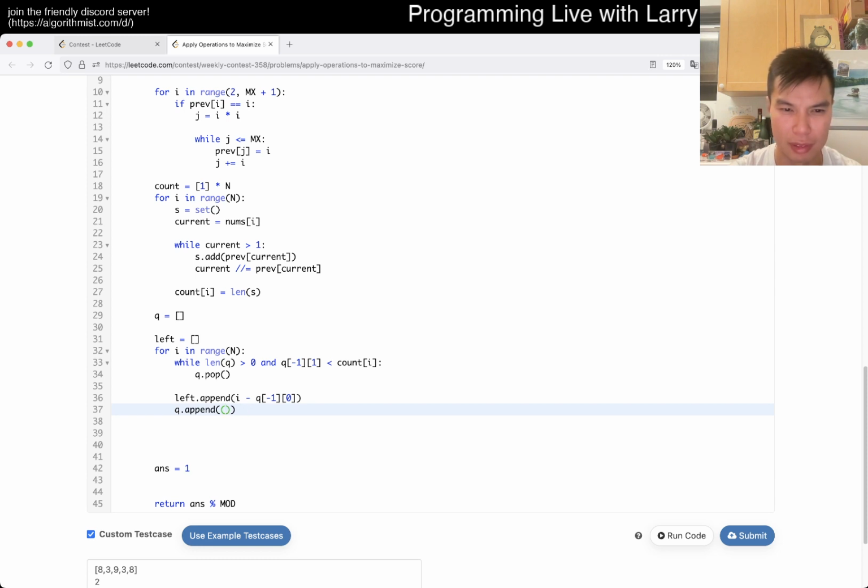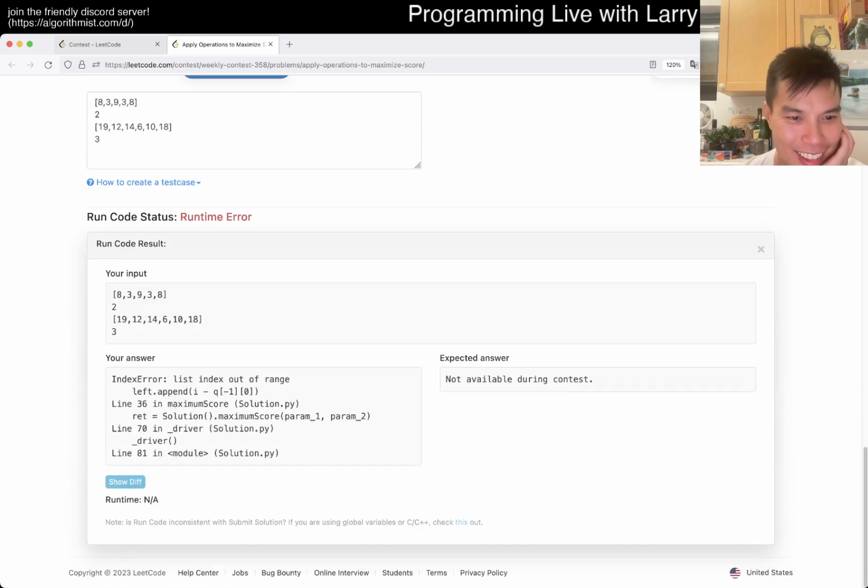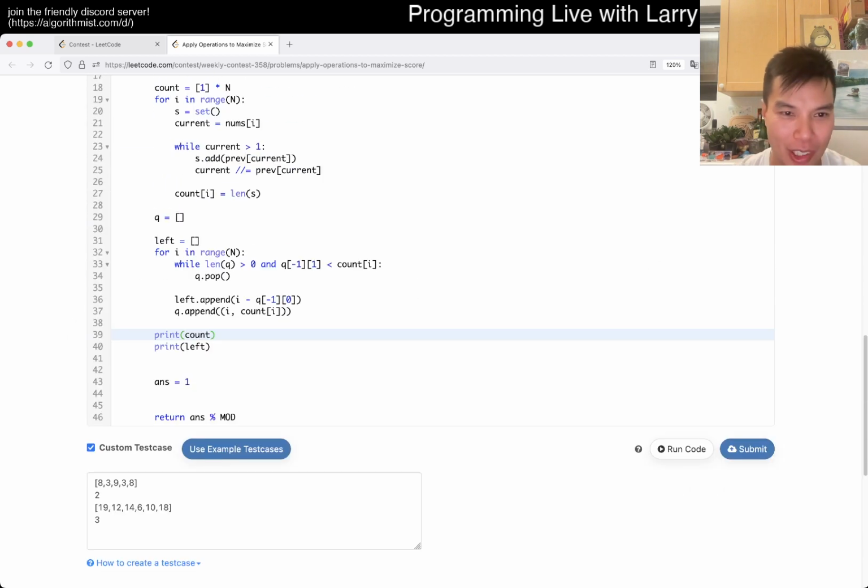What am I doing? I is on the third, counts of I, right? Okay. I'm so dumb. I'm just not focused correctly.